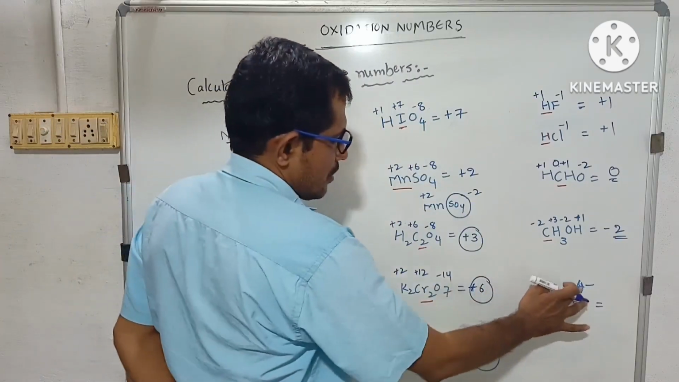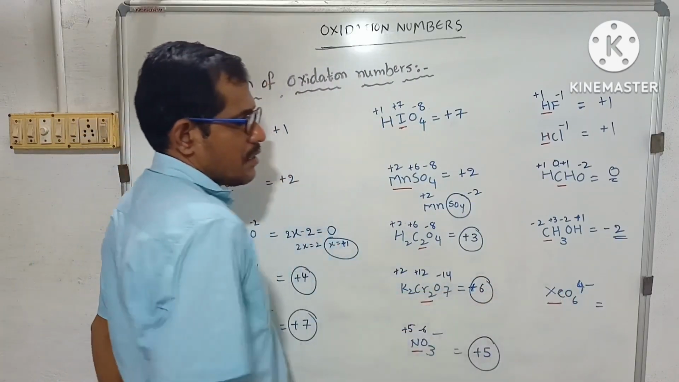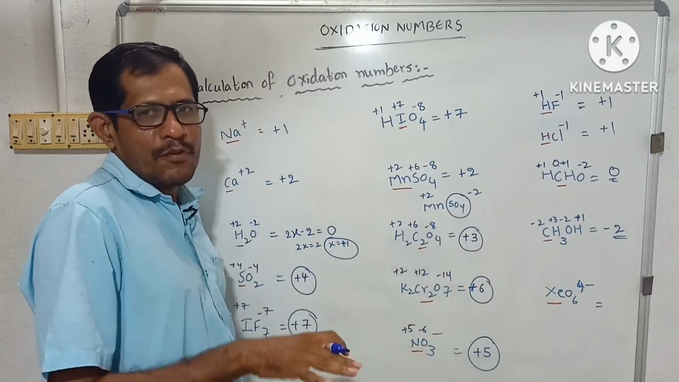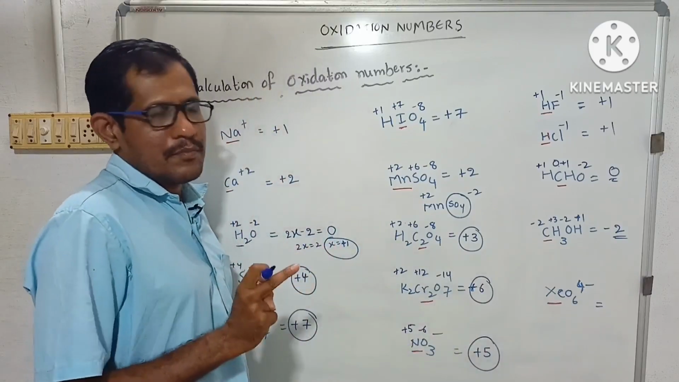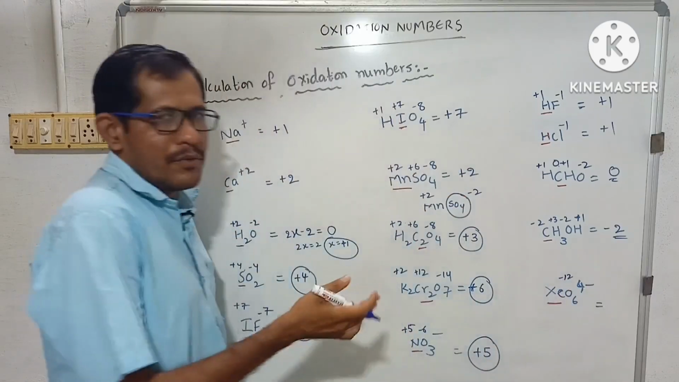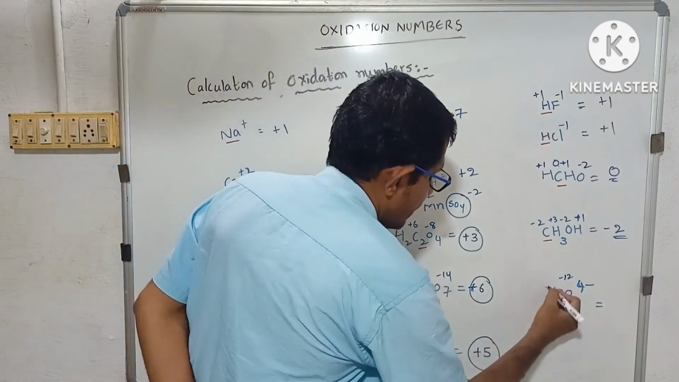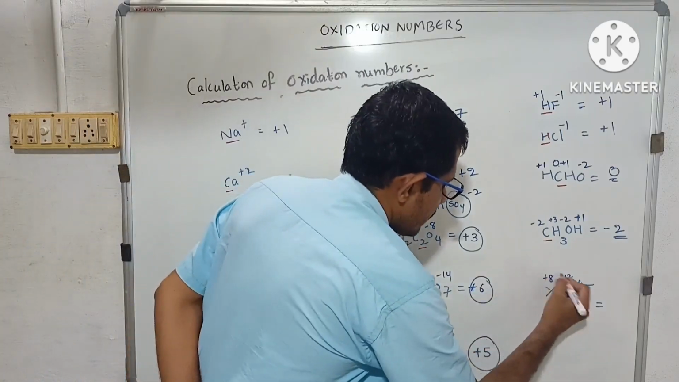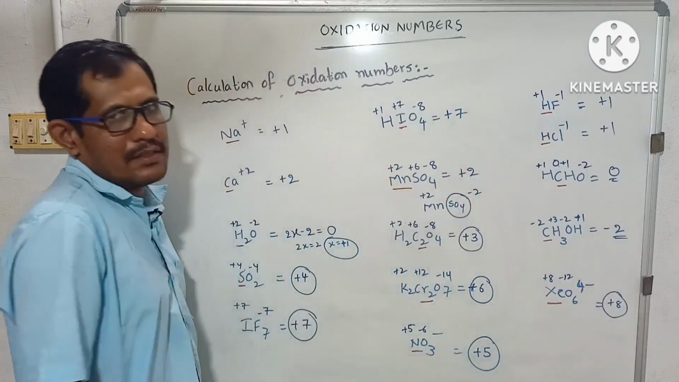Next coming to HXeO6 4 minus, right? The whole molecule itself is equal to 4 minus. So each oxygen is minus 2. There are 6 oxygens, so minus 12, right? But we need to get the minus 4 value. So for that, for xenon we will give plus 8. So the oxidation state of xenon is plus 8.